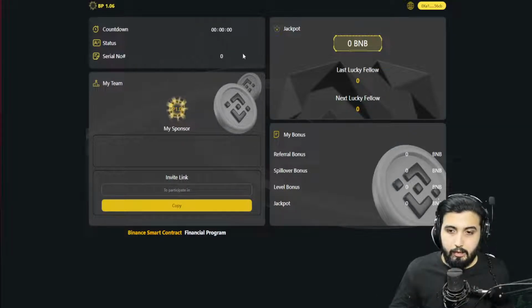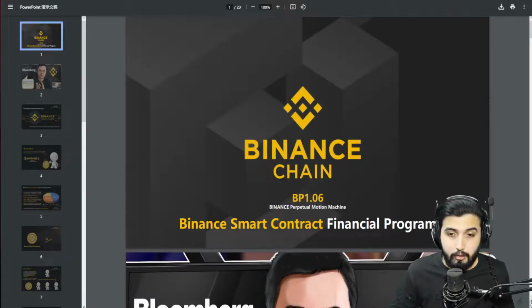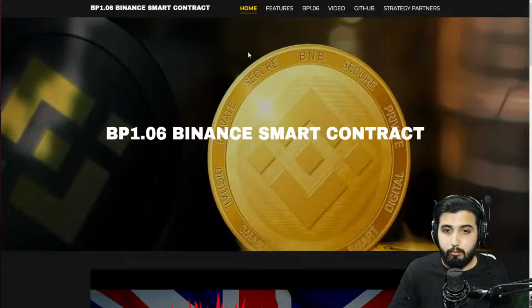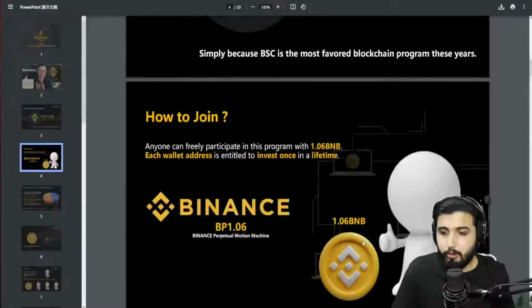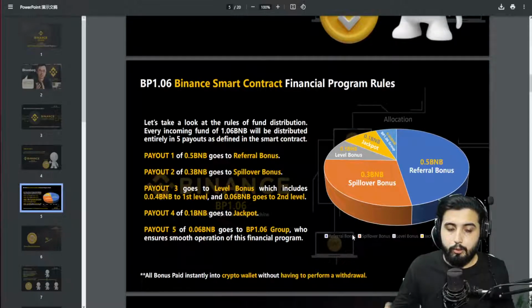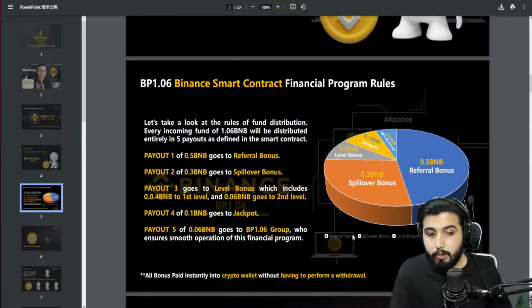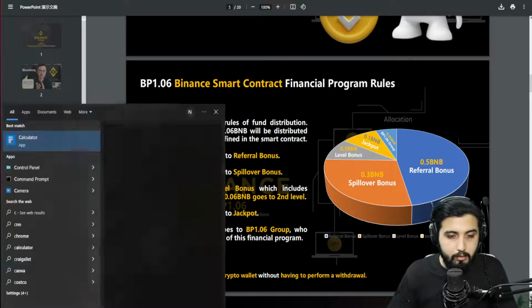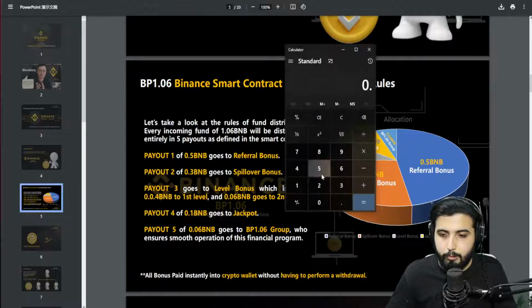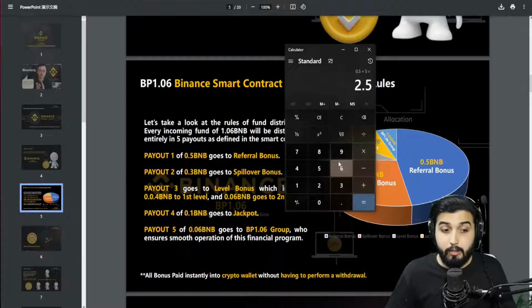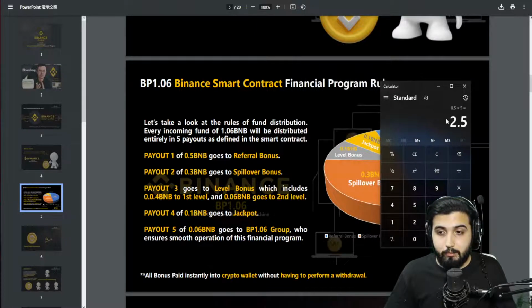If you talk about the bonuses, if you get the link and you refer someone, and that person who comes in also deposits 1.06 BNB, I'm just going to go to PowerPoint to see the pie chart. So you make the deposit of 1.06 BNB. You refer someone, he or she comes in, they also deposit 1.06 BNB. You get 0.5 BNB out of that. Let's say you referred 5 people, 5 agents join. Then just calculate how much you get. 0.5 multiplied by 5 is equal to 2.5 BNB. So in this case, 2.5 is more than double of what you invested.